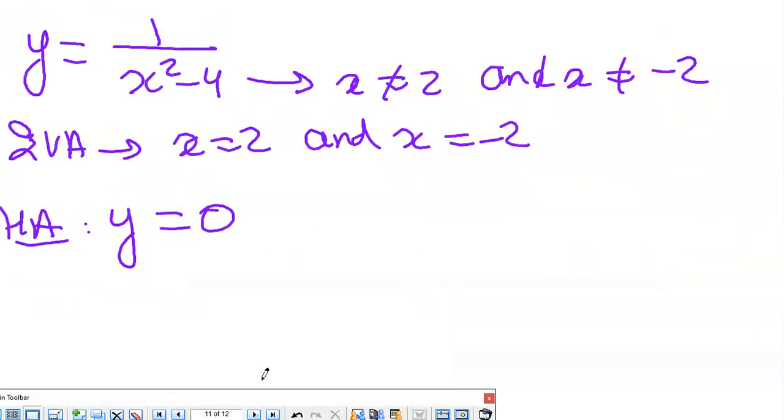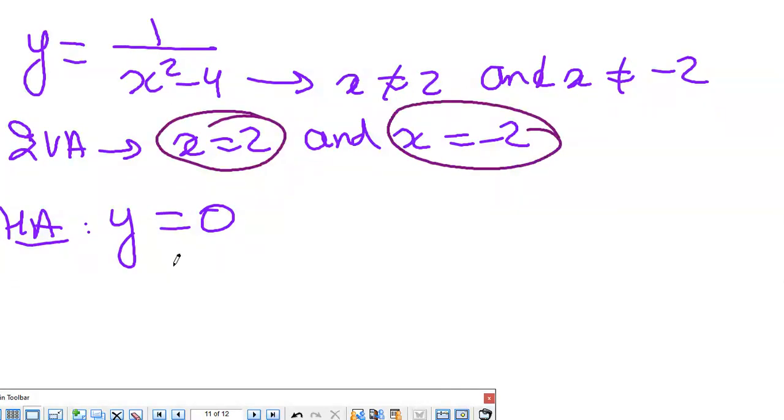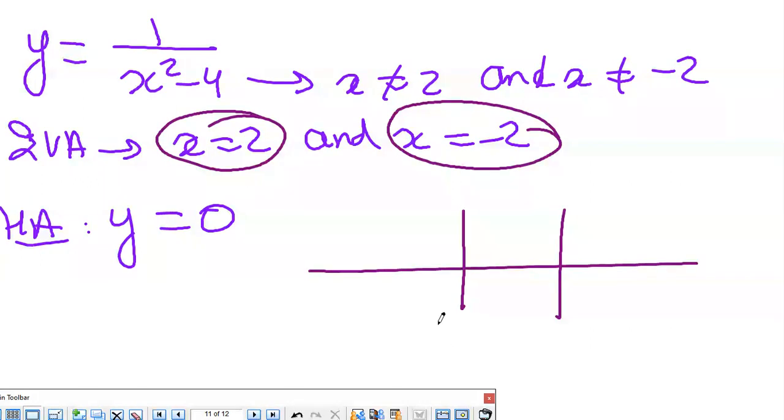The last example for the rational is a little bit more complicated. It's 1 over x squared minus 4. In this case, I have two values that make my denominator equal to 0. It means I have two vertical asymptotes, x equal to 2 and x equal to minus 2. And the horizontal asymptote, as I said, since the degree of the numerator is less than the denominator, is y equal to 0.